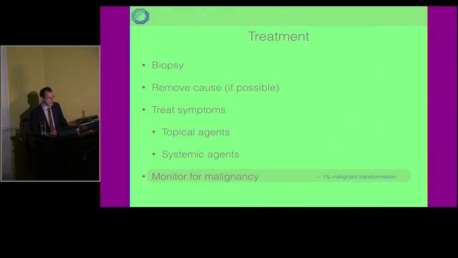The data ranges from about 0 to 6%, but if you look at the systematic review, then you get about a 1% rate of malignant transformation. So everyone needs to be aware of that with lichen planus. They need to be clear on what they do if they get a lump, a hard area, or an ulcer that's not getting better, and how to follow up on that, and they should be screened.